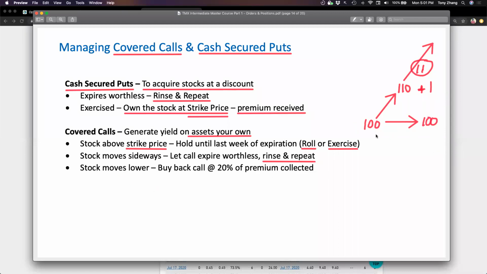Lastly, you could sell a covered call and your stock drops. Let's say it goes down to $90.